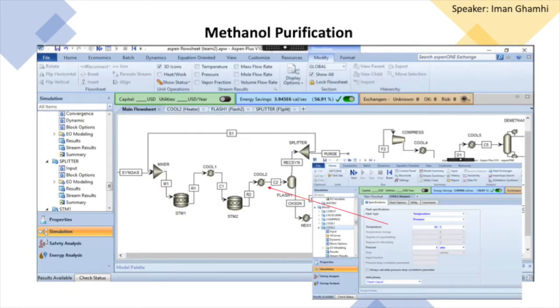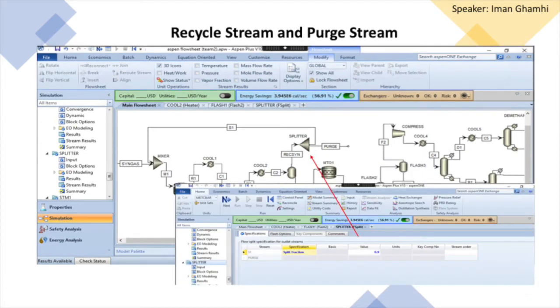The effluent stream from the second reactor was cooled down to 35 degrees before being introduced into a flash. The main goal in this step was to separate any unreacted syngas present from the methanol produced. 90% of the syngas mixture was recycled back into the system in order to increase methanol conversion in the two reactors, whereas the remaining 10% was purged as waste.